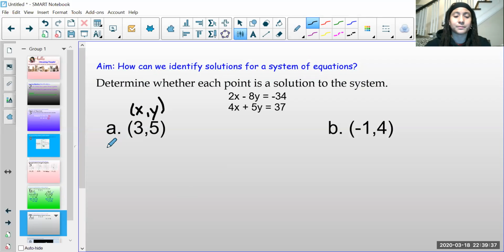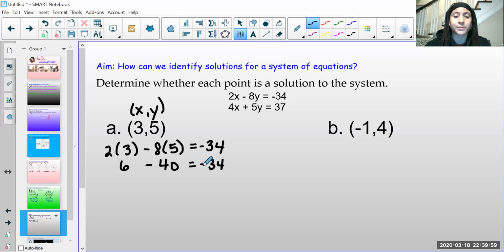So we have 2 times 3 minus 8 times 5 equal to negative 34. 2 times 3 is 6, minus 8 times 5, which is 40, equal to negative 34. 6 minus 40 is negative 34, and negative 34 equals negative 34. Check, check. Got to do the other one.